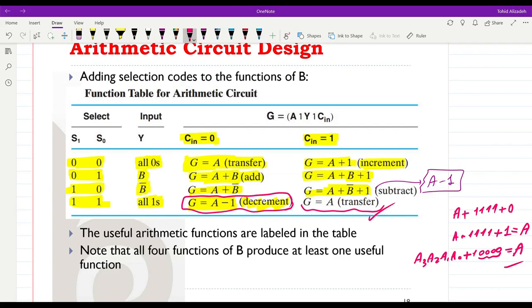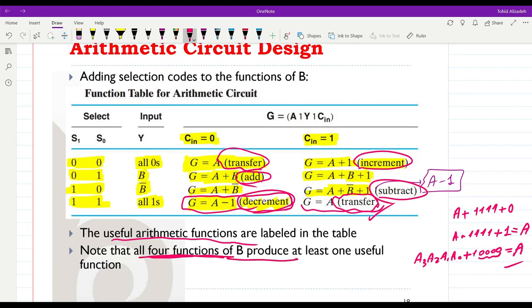The useful arithmetic functions are labeled already over here. So transferring, incrementing, decrementing, addition, and subtraction are labeled. The other two which are not labeled aren't in the form of some standard useful arithmetic function. Something to keep in mind here is that for all 4 functions of B, for any of these 4 cases, we have at least one useful function or micro operation. This is something that we should also keep in mind.